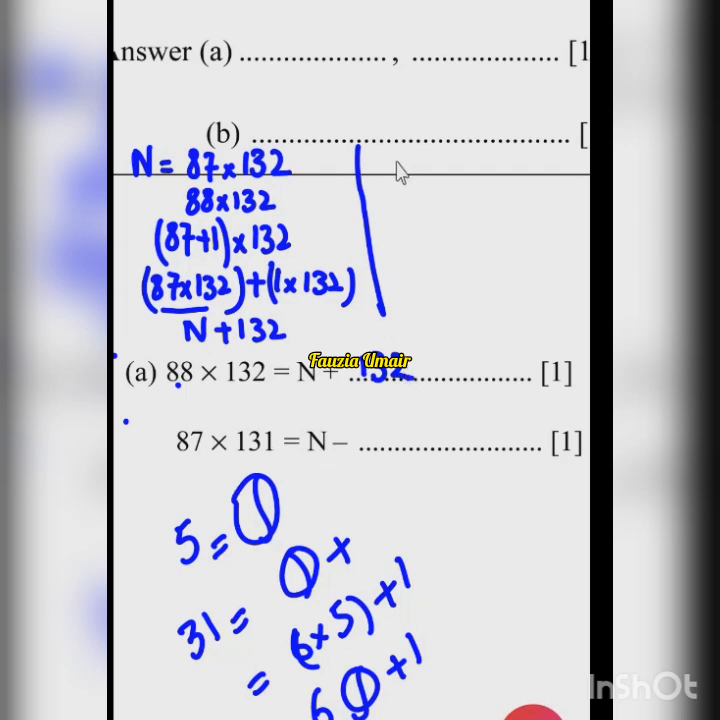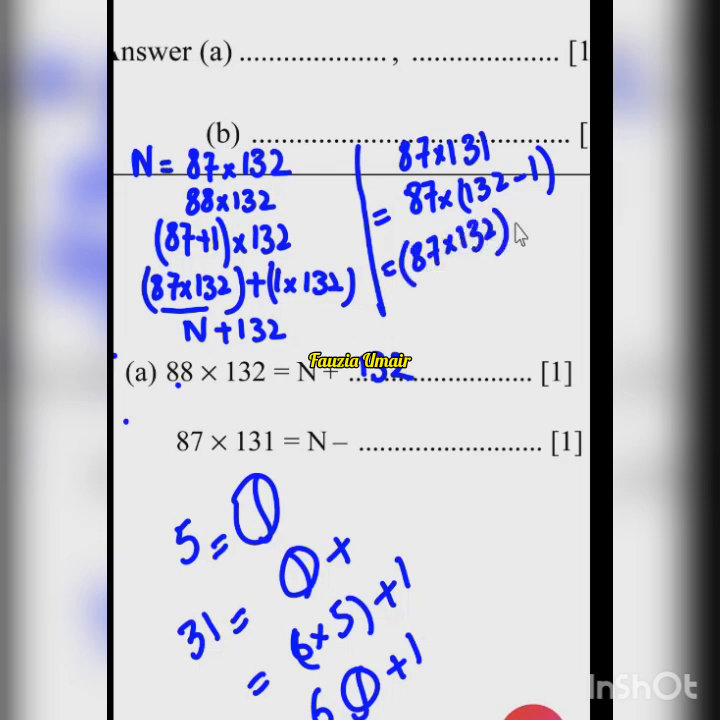ठीक है. So the question is 87 into 131. अब देखें 87 तो n के पास भी है, तो 87 को तो हम चेंज ही नहीं करेंगे. इसका मतलब है 132 को हमने 131 बनाना है, तो हम इस 131 को लिखेंगे 132 minus 1. ठीक है. Now if you will open it, तो ये आपके पास n बन जाएगा 87 into 132 और माइनस आपके पास क्या आ जाएगा 87 into 1.